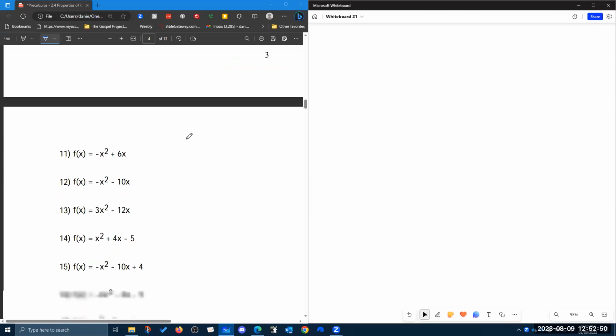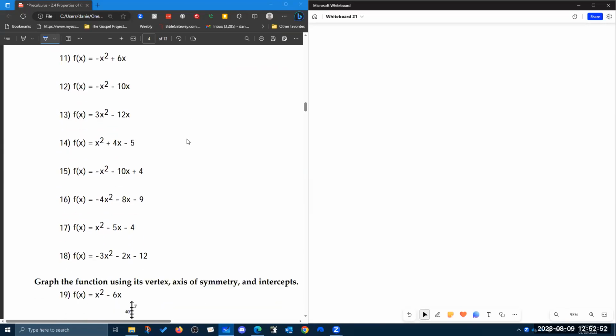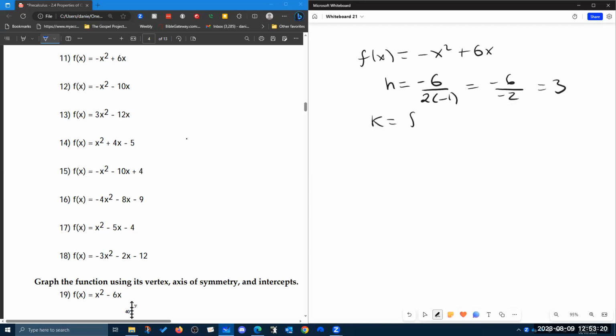Let's move on to number 11 now. f of x is equal to negative x squared plus 6x. I'm going to skip finding a, b, and c and writing them down. My b is my coefficient in front of my x. My a is my coefficient in front of x squared. So my h is going to be negative 6 over 2 times negative 1. It's going to be negative 6 over negative 2, which is a positive 3. My k is going to be f of 3.